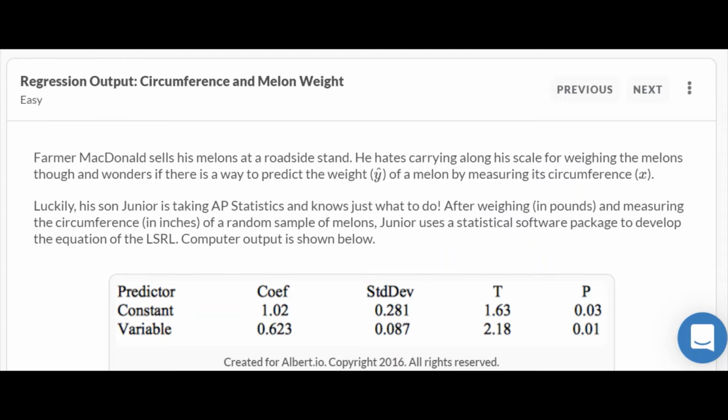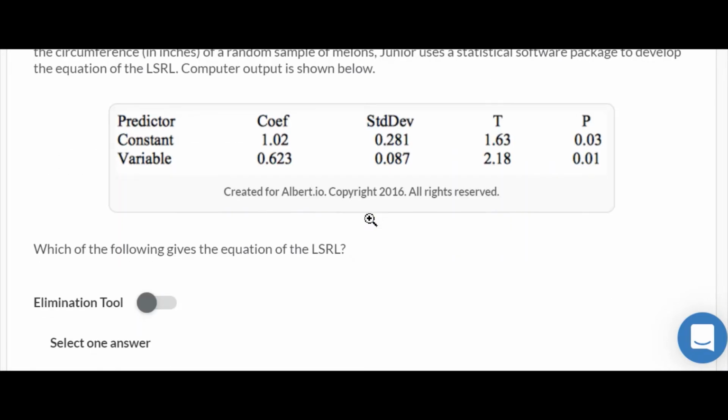On these types of problems, we've talked about these quite a bit, where you're given computer output and then you're asked to write a least squares regression line equation. Remember, this first number here is your y-intercept, and the number right below it is always your slope. So with that said, hopefully that'll help you write your equation in the format of y equals a plus bx.